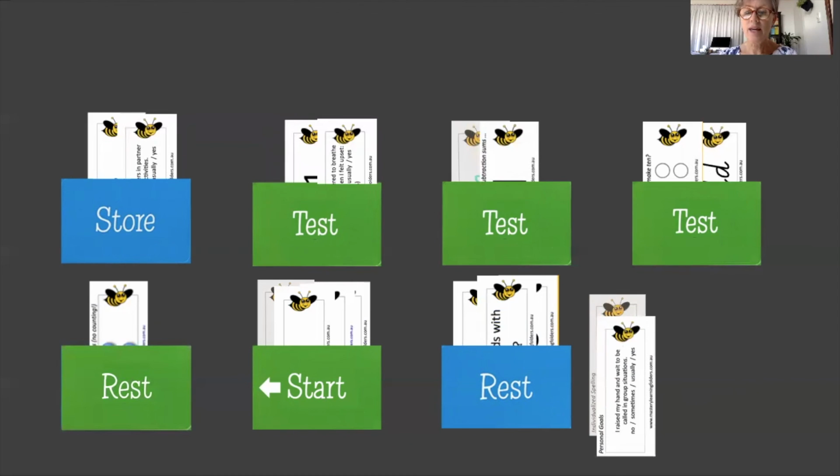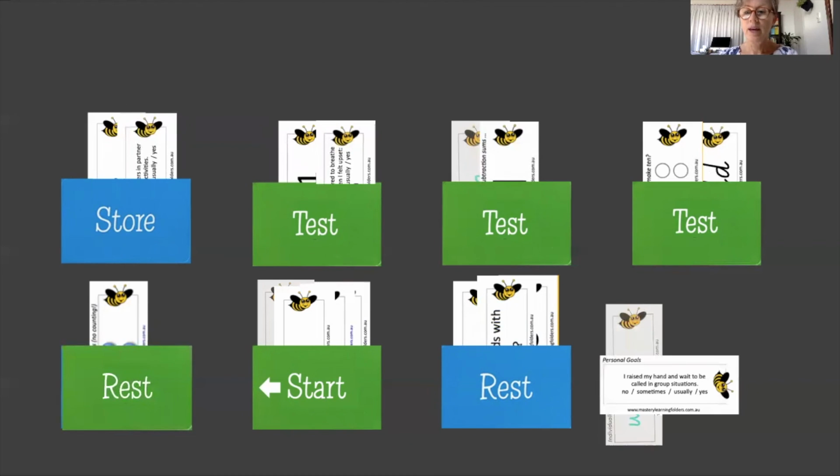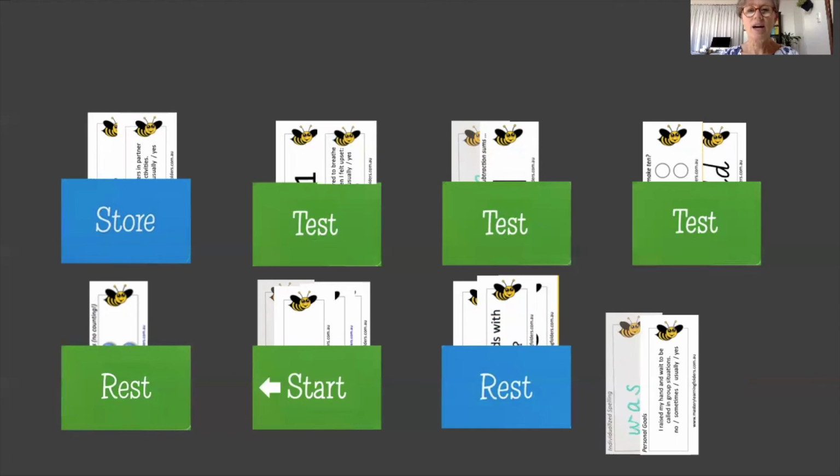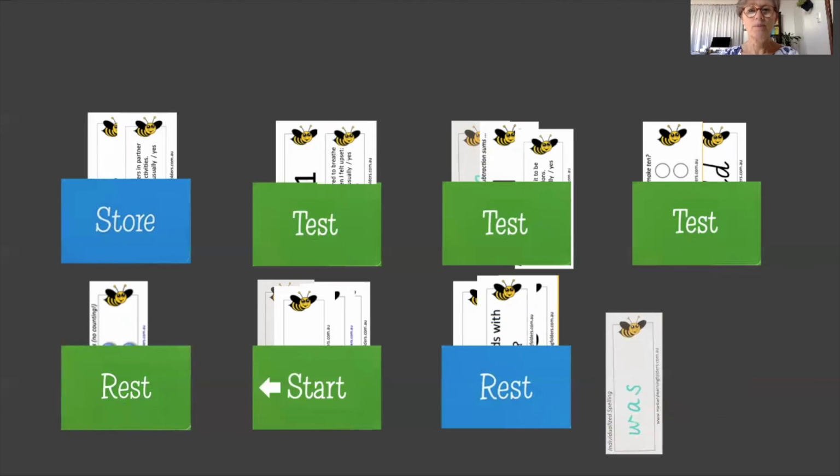This is a behavioural goal. It's I raised my hand to wait to be called in group situations. So I would ask the student, have you made any progress with this personal goal? And he or she may say no or sometimes. If they say sometimes and it's showing progress, I can see in the classroom, then that flashcard would move forward.